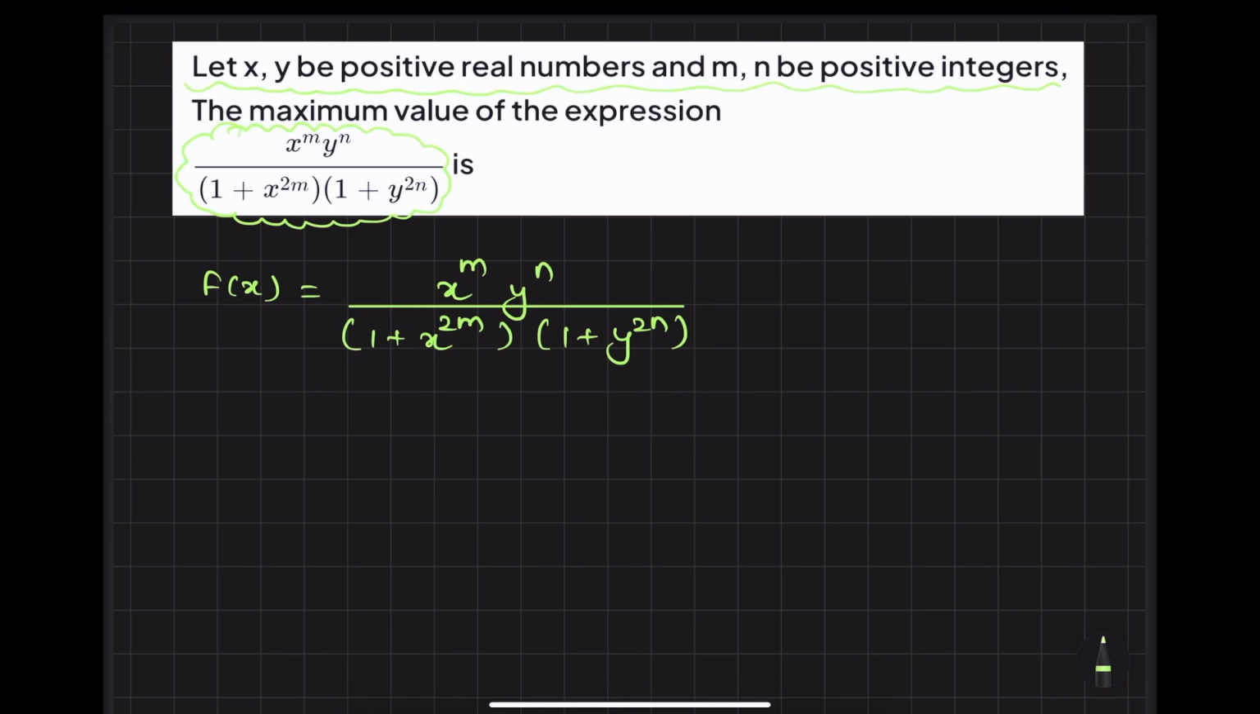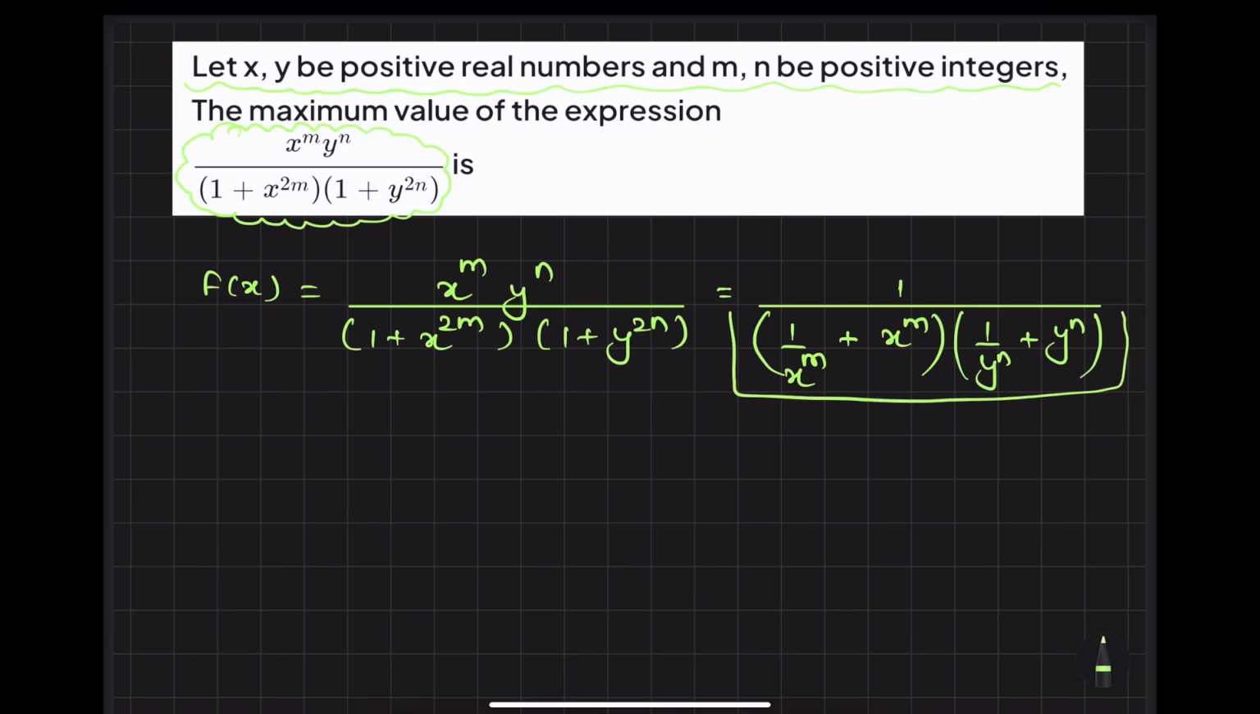Now what I will do, I will divide the numerator and denominator by x^m y^n. So we will be left with this: 1 by x^m plus x^m, this is the first quantity, and then 1 by y^n plus y^n. We have to find the maximum. So if the denominator becomes minimum, the function is maximum.